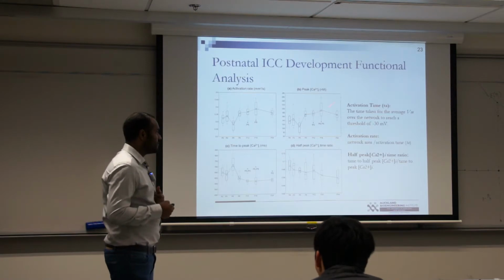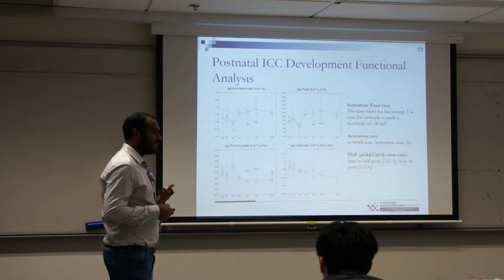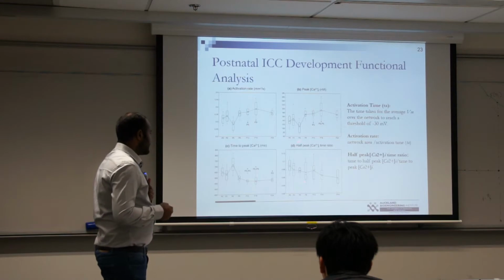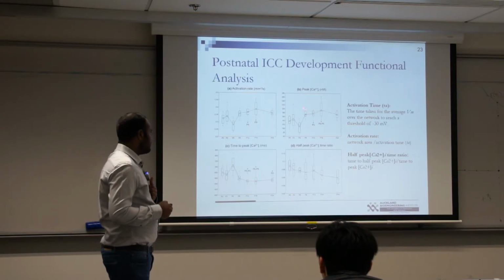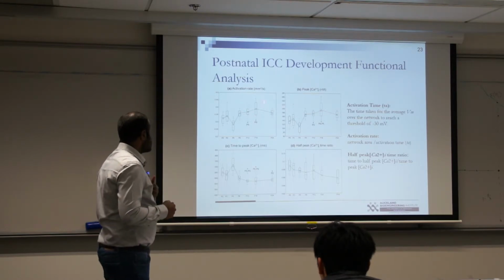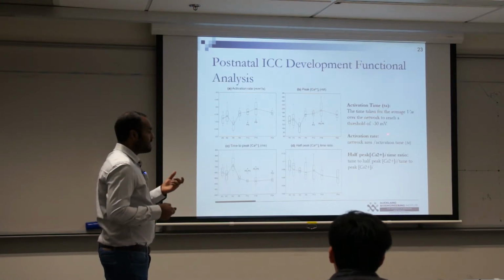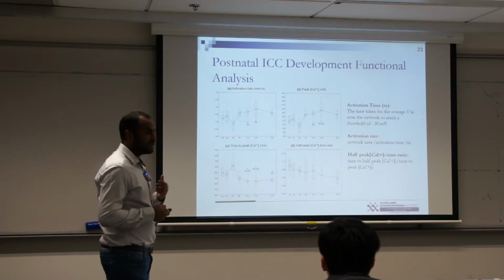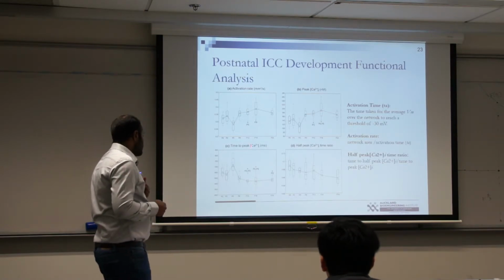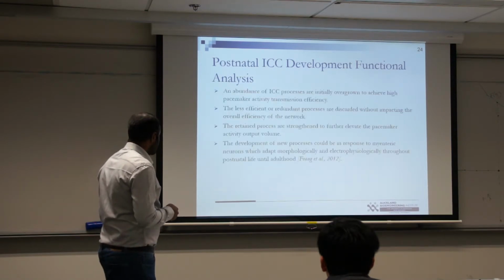for different networks based on 4 parameters actually. One is the activation time, activation rate, and half peak calcium concentration time ratio. Well, this one was insignificant, but these two provided a very good understanding of what's happening within these networks. So activation rate defines the network area by the time taken for the average VM to reach a threshold of minus 30 millivolts.